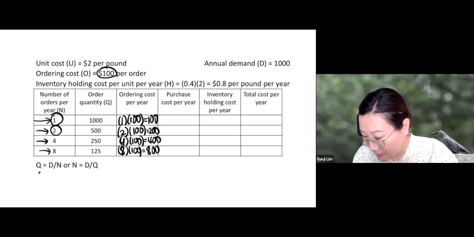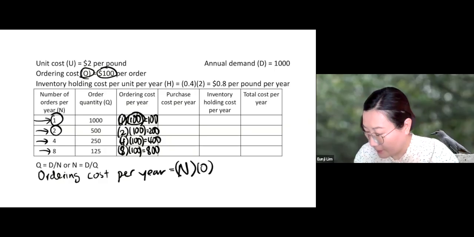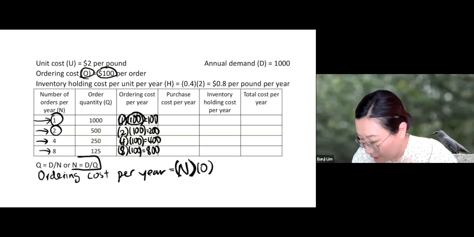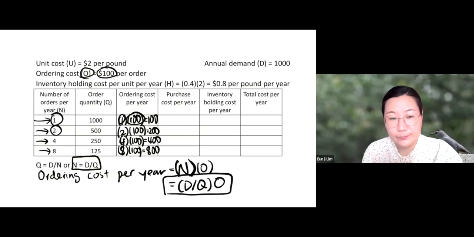Now, can you find the formula for the ordering cost? Yes, the ordering cost per year is the number of orders per year, N, times 100, which was the ordering cost, O. Now, remember, we have an expression for N. N was D over Q. So can we replace N with D over Q? Yes. So this is the formula for the ordering cost per year.